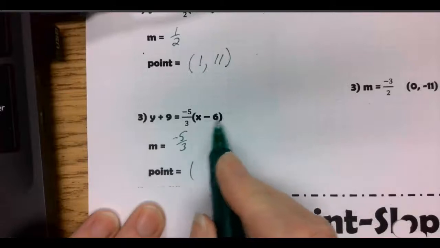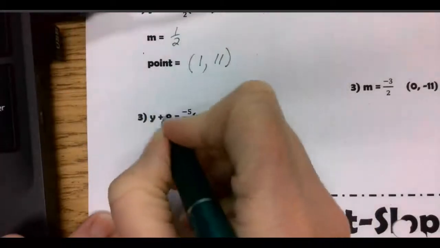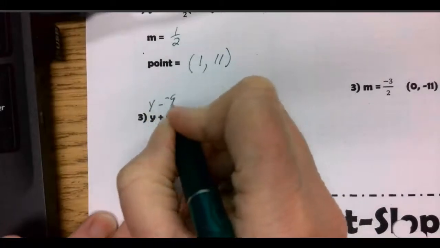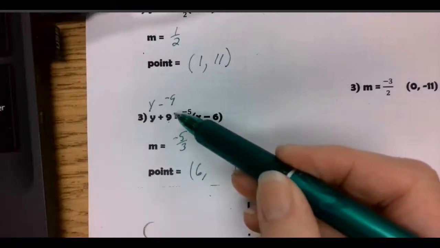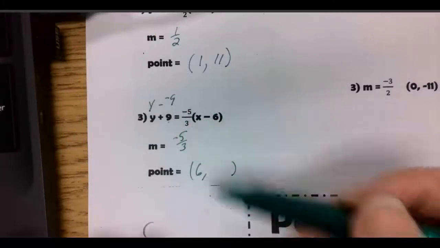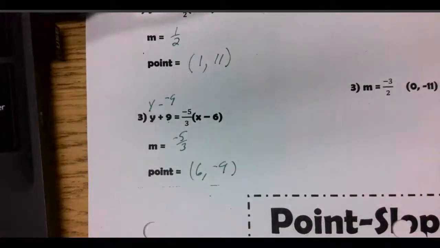Okay, and your point, well, this one's easy. It's just straightforward. That's x minus, so that's a 6. But see how this is plus a 9? So this is y minus -9 is what's actually happening there. We have to take the opposite. If I have a plus, I actually have a negative for my coordinate. So it'd be a -9. Okay, does that make sense?